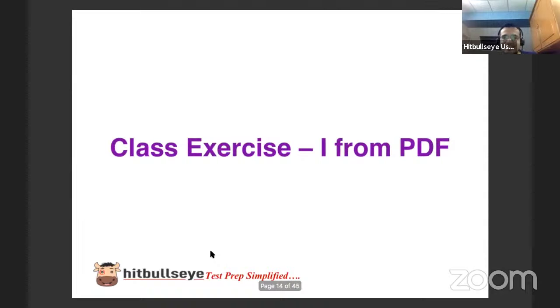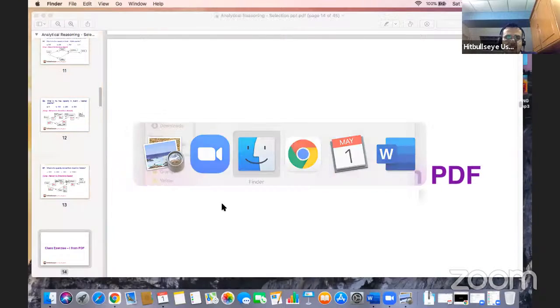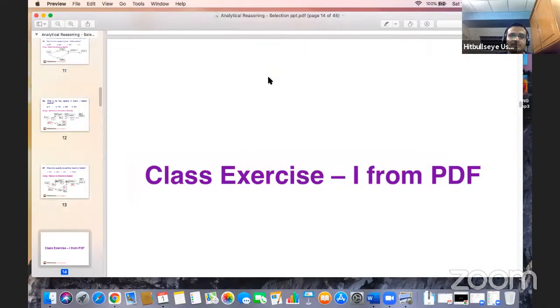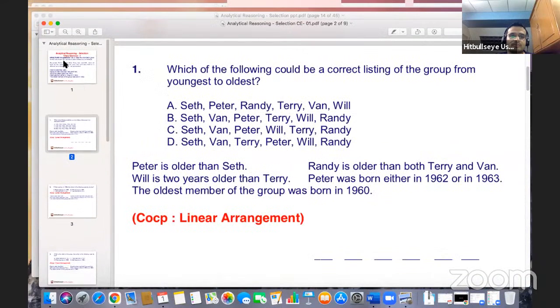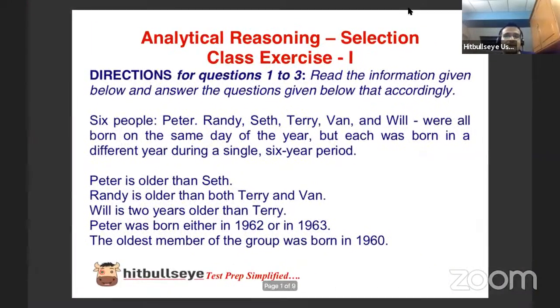Class exercise. Let's move ahead with the class exercise. I will give you some more time because this will require some analysis also. And yeah, we will see what is the answer. Okay, please go through the statement once and then we will see. Please confirm once you are able to understand the whole case.